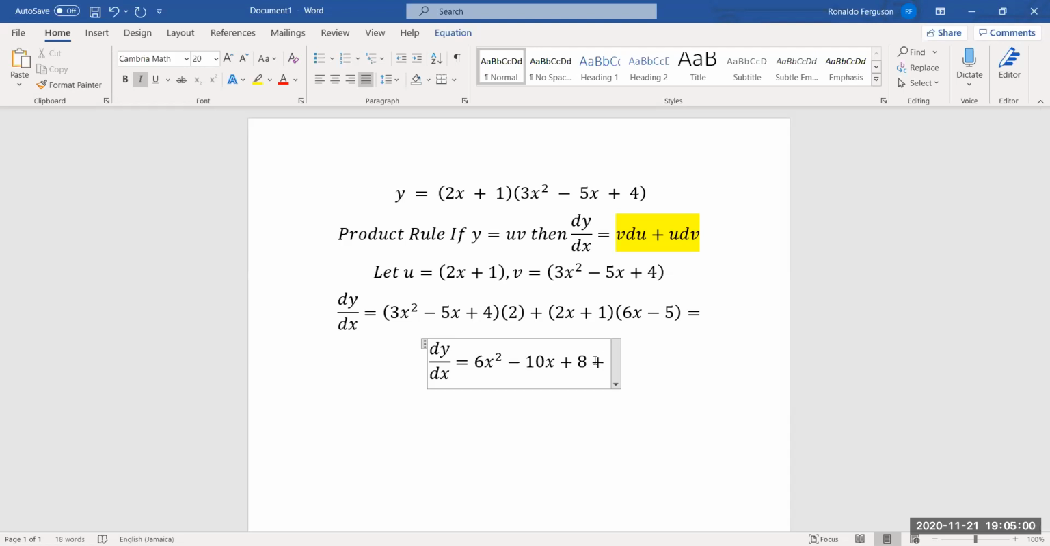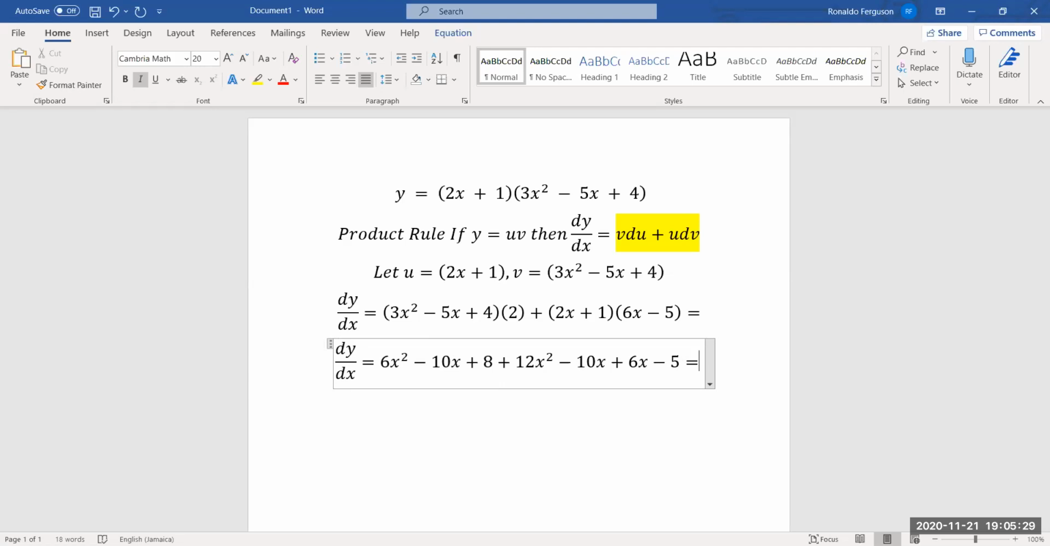Plus 12x squared, yeah. Plus 10x or minus 10x? Minus 10x, yeah. Plus 6x. Plus 6x. Minus 5. Minus 5, very good.